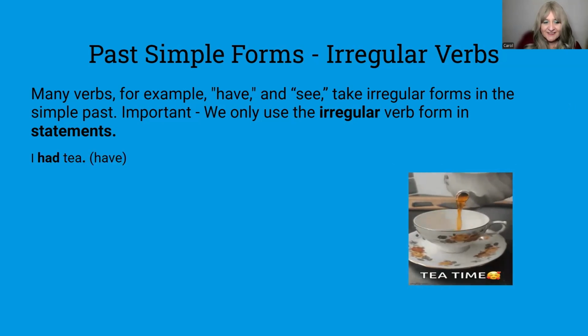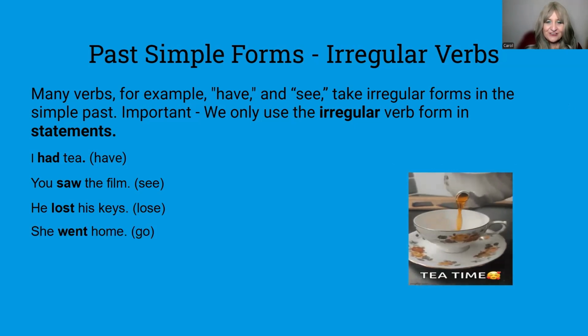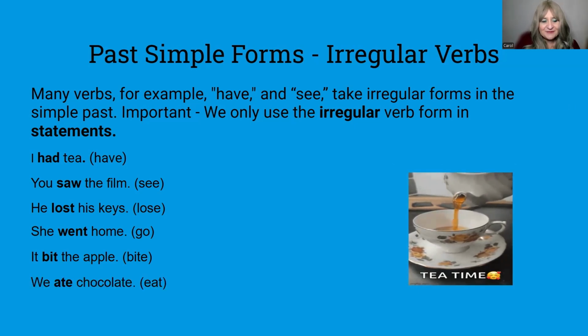So I had tea. So had is the past simple irregular form of have. You saw the film. So saw is the irregular form of see. He lost his keys. Lost is the irregular form of lose. She went home. Went is the irregular form of go. It bit the apple. Bit is the irregular form of bite.